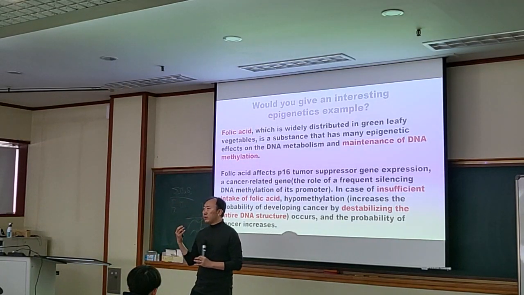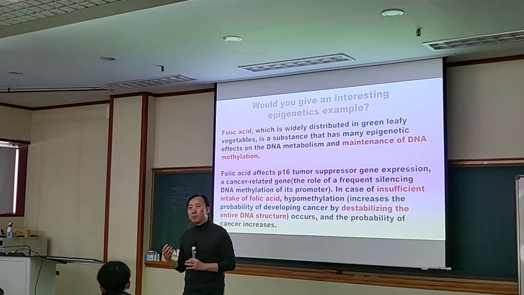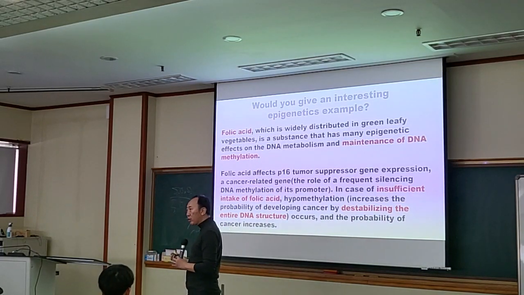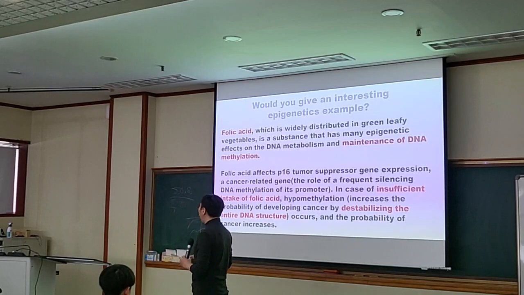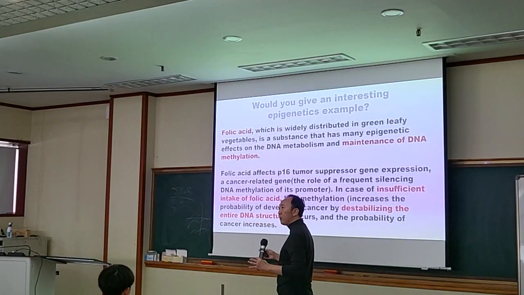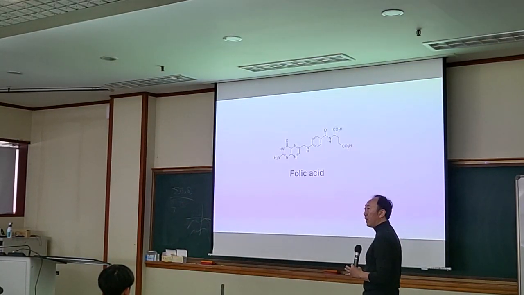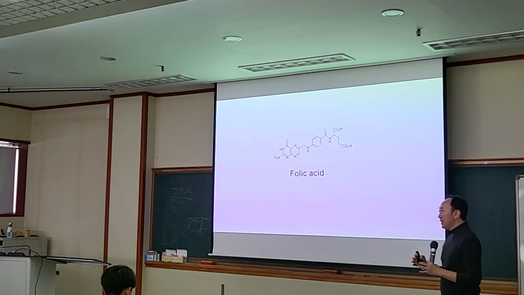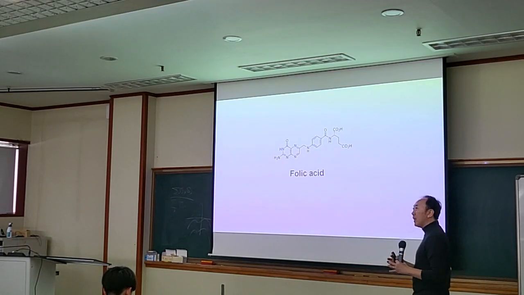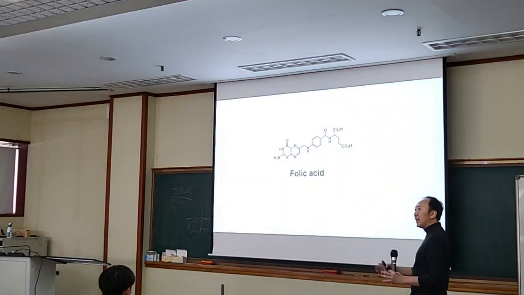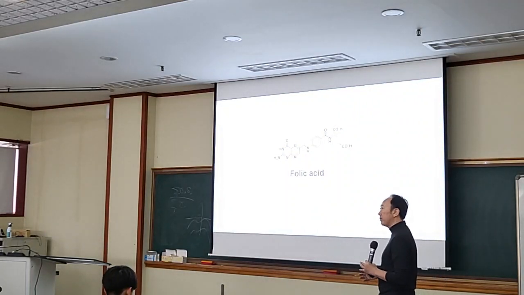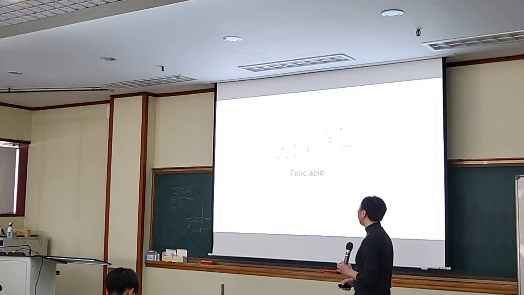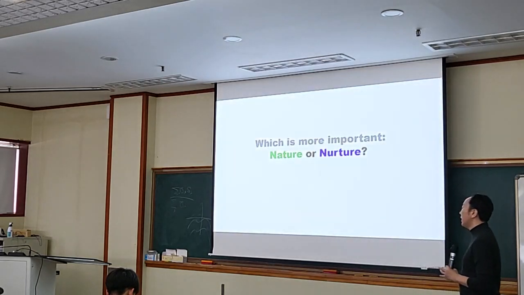So we are talking about a very early stage of development right now. This is related to aging too. Folic acid helps to maintain those methylation patterns and keeps the DNA in a stable status, and prevents any kind of malformation of the babies. So this is another example of epigenetic modulation.